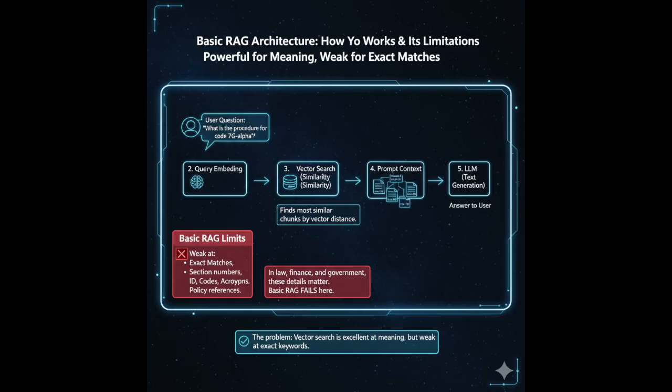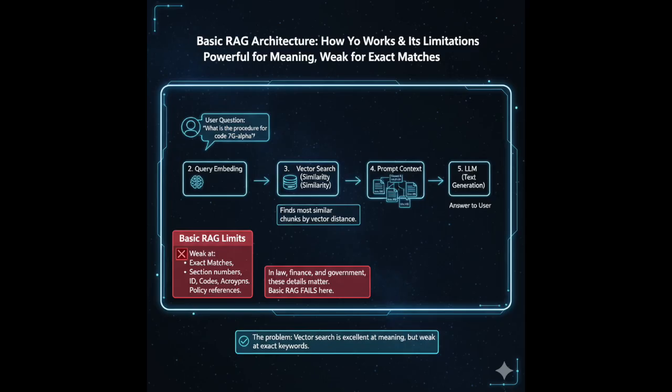Let's start with the baseline. Basic RAG works like this. A user asks a question. The question is converted into an embedding. The system finds the most similar chunks by vector distance. Those chunks are sent to the model. The model answers. This is powerful, but it has limits.